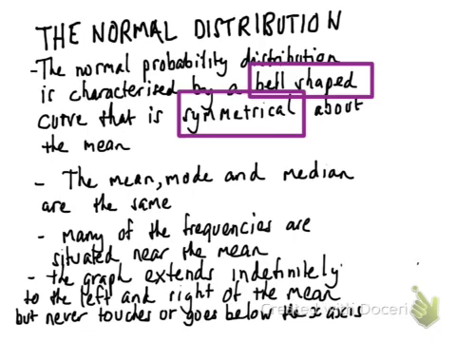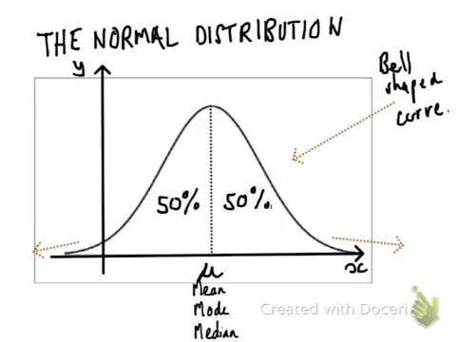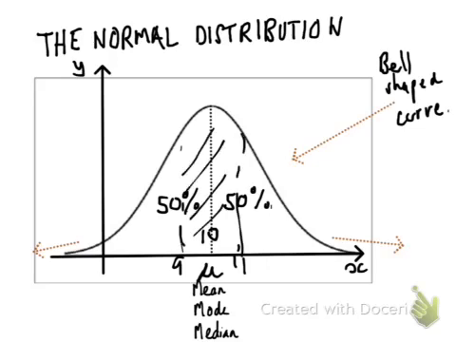The mean, mode and median are the same, I've mentioned that. Third point here, many of the frequencies are situated near the mean. We talked about 10 being in the middle there a moment ago. The chance of it being, say, between 9 and 11, okay, are quite high because a lot of the area is in between those two values there, between 9 and 11.